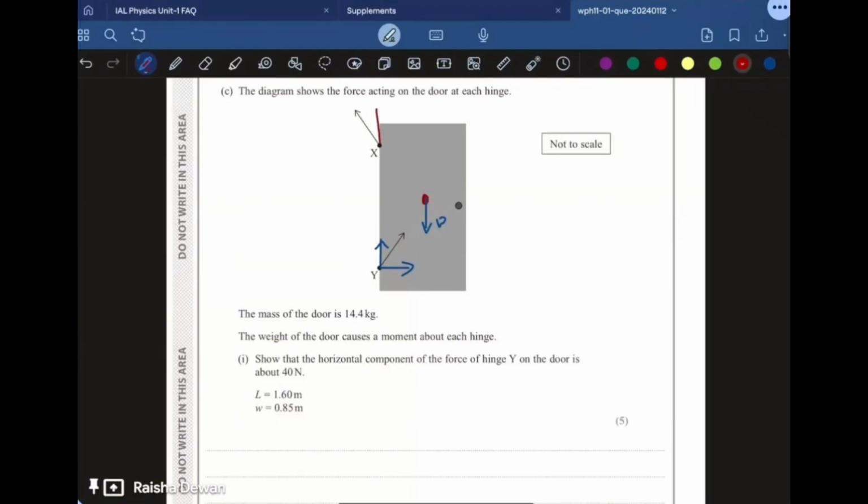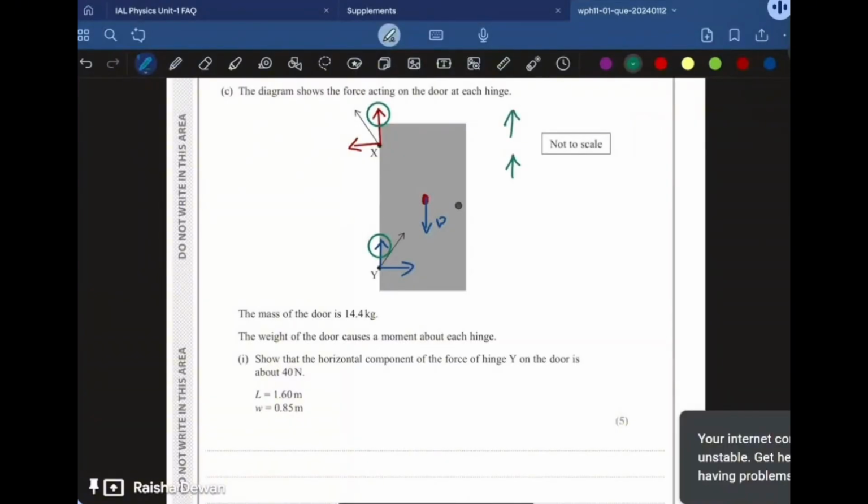Now this is the vertical component of X and this is the horizontal component of X. Okay, these are the horizontal and vertical components. One thing that we can say is the vertical components of both X and Y are in the upward position, right? Both of them are in the upward position. So we can say as the two forces are acting in upward direction on the door and only one of the forces acting in downward position on the door.